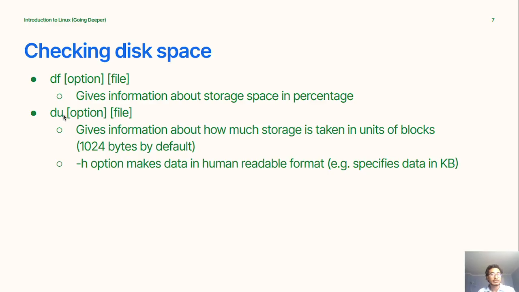And there is also another command which is du. It gives information about how much storage is taken in units of blocks. By default the block is 1024 bytes, and to change into human readable form we can use the -h option. For example, with the help of -h it specifies the storage taken in kilobytes.